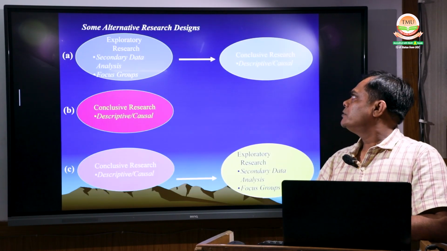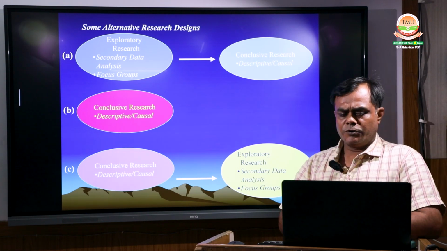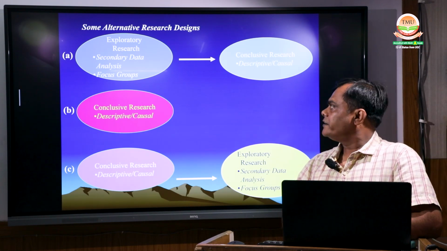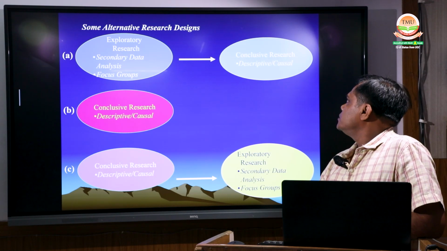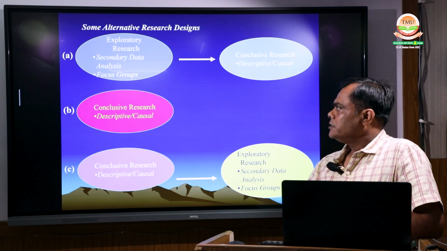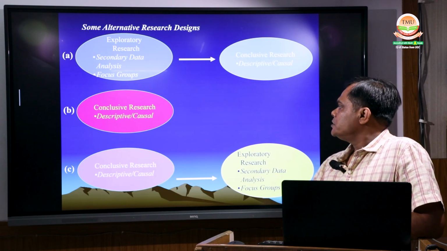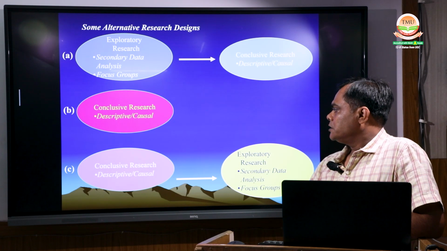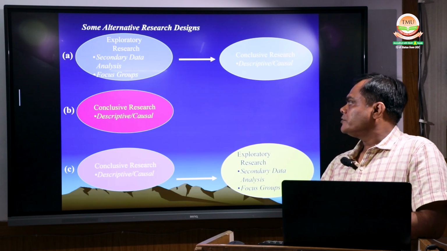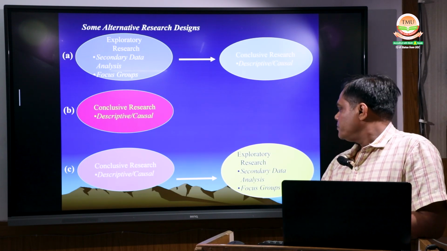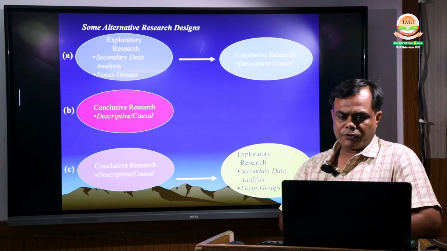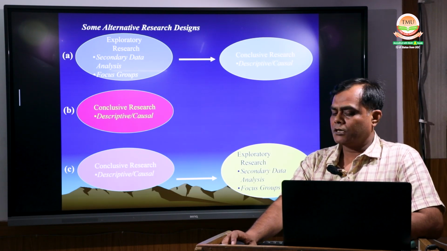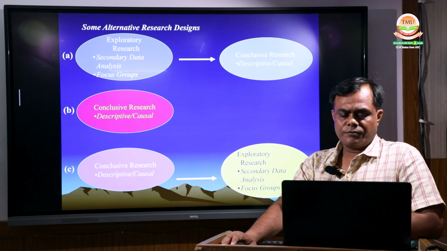Some alternative research designs: exploratory research, secondary data analysis and focus group; conclusive research, descriptive and causal. So these are some alternatives.